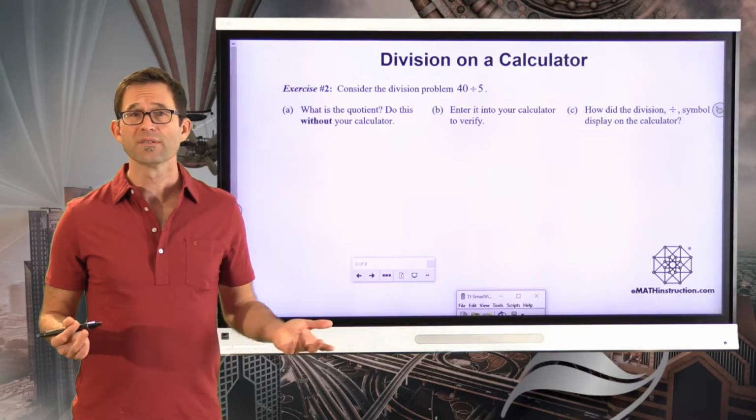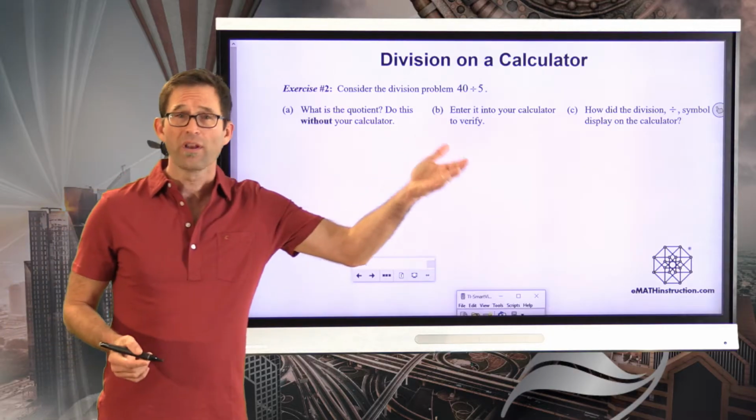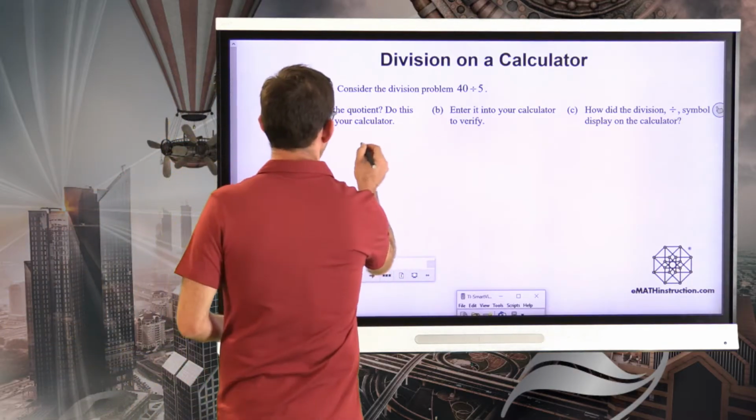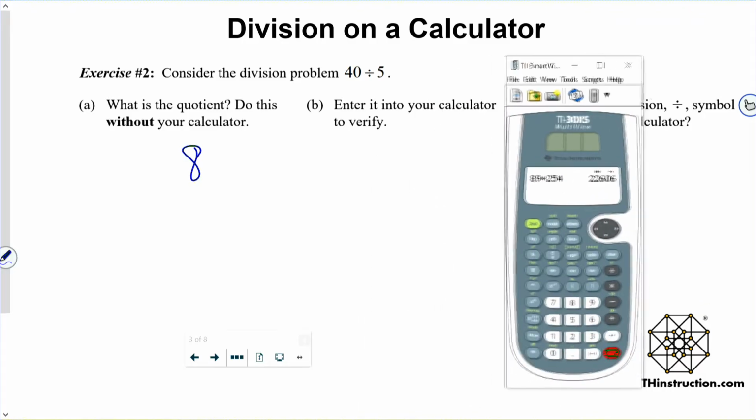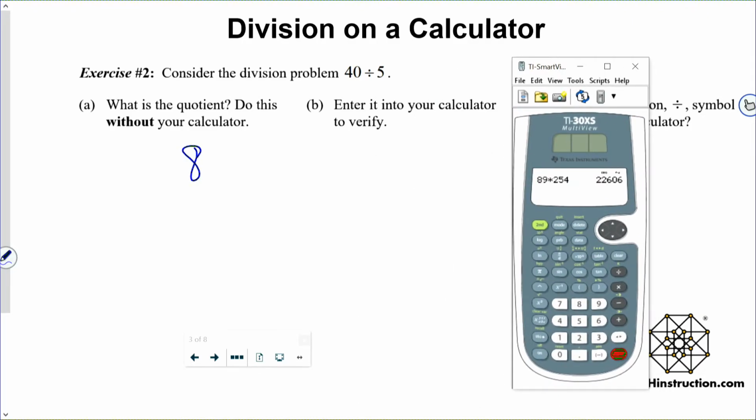All right, well, this is simple enough. Let's do it together. 40 divided by 5, I think we're all pretty comfortable with the fact that that's 8. Now I bring my TI calculator up here. I'm going to clear out my last calculation. Let's do 40 divided by 8.